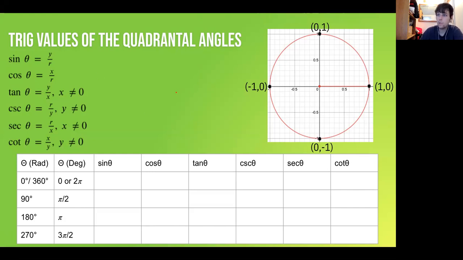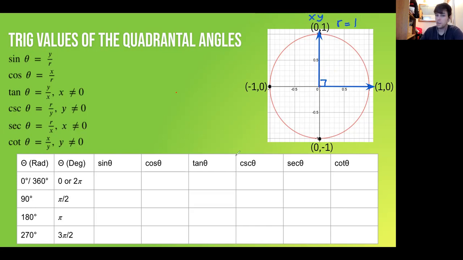So we're going to do one of these and then just fill in the rest of the table, just to talk about it. I'm going to be focusing on the 90-degree angle, or the pi over 2 angle. So we have our initial side and then our terminal side. On the unit circle, the point it would pass through is this point right here, (0, 1). That's our x and our y. And of course, since we're on the unit circle, our radius is in fact 1.